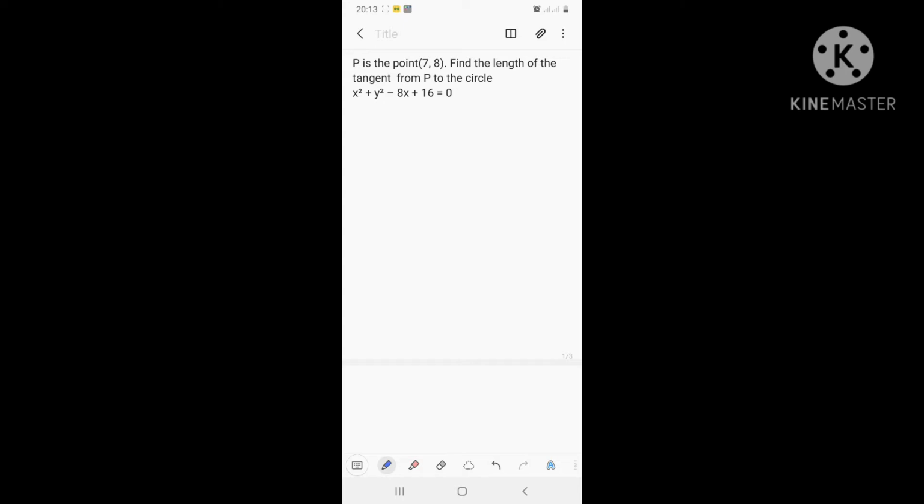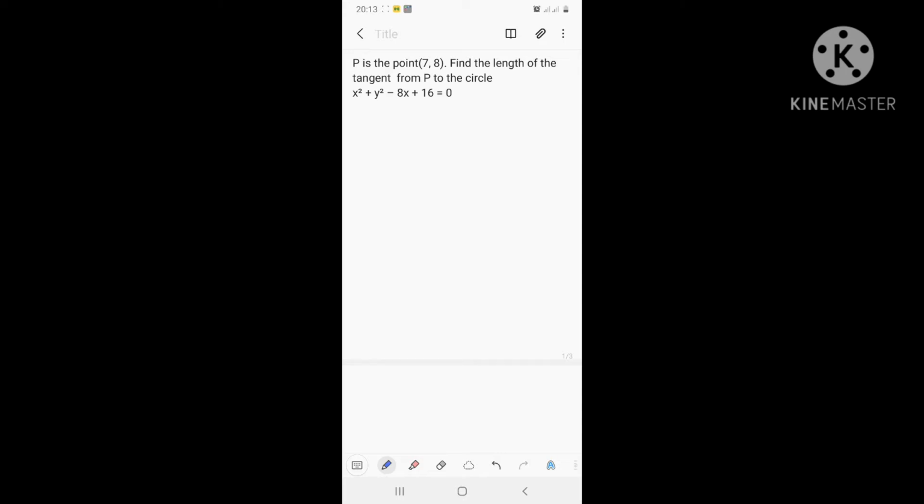Now, let's take the question I have on the screen. For example, P is the point (7, 8). Find the length of the tangent from P to the circle x squared plus y squared minus 8x plus 16 equals 0.